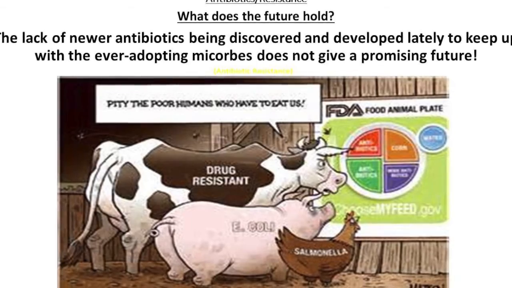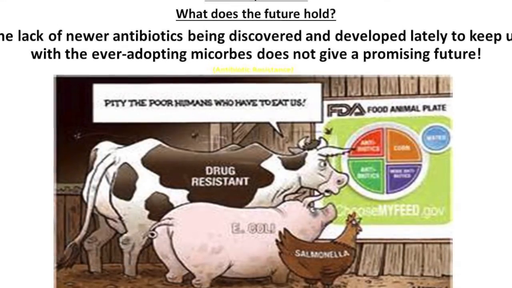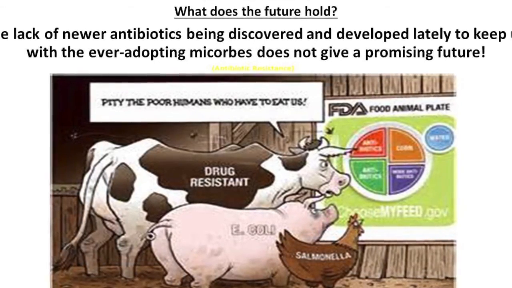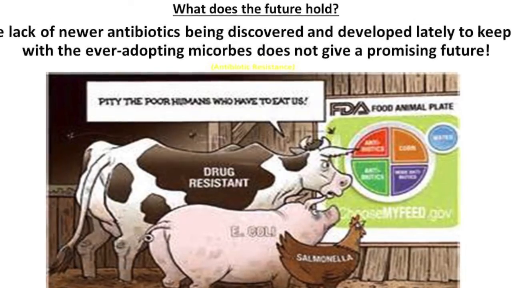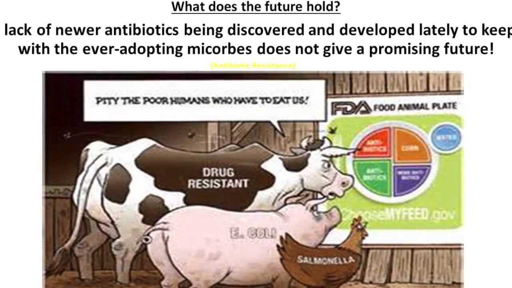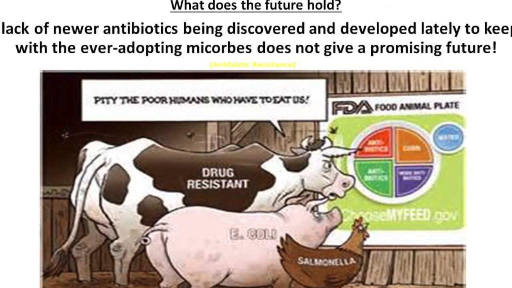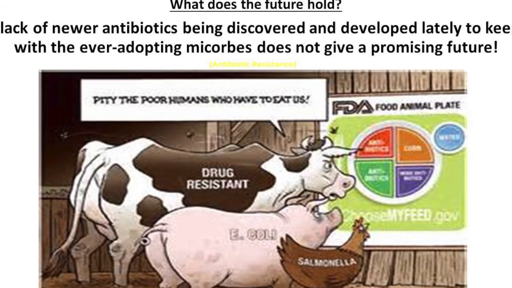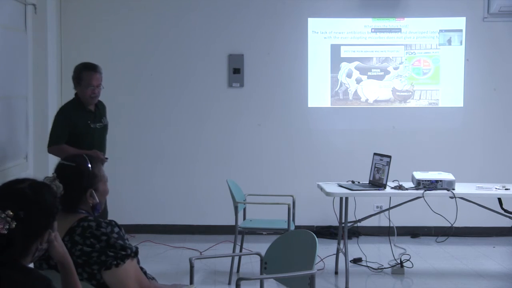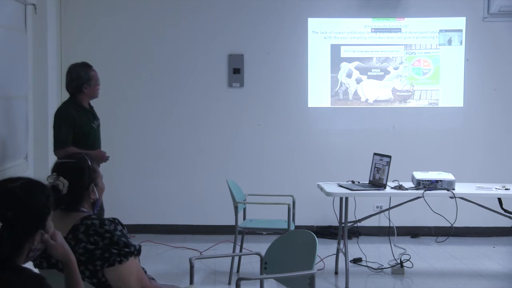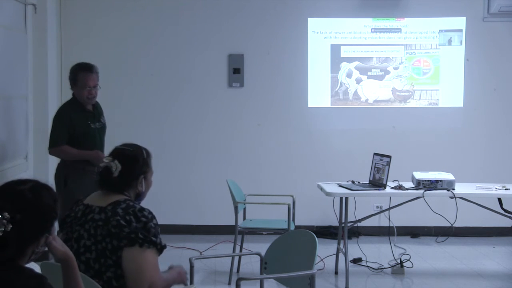I like this picture. The cow is asking his friends, the pig and the chicken, who will have to eat us. They feel sorry for the poor humans that will eat them because of drug resistance.